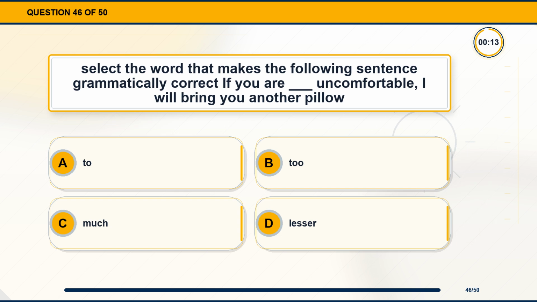Question 46. Select the word that makes the following sentence grammatically correct. If you are blank uncomfortable, I will bring you another pillow. Option A, to. Option B, to. Option C, much. Option D, lesser.